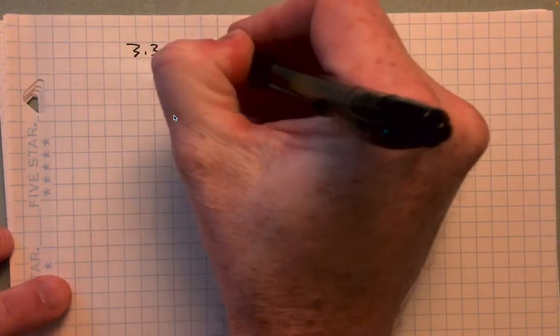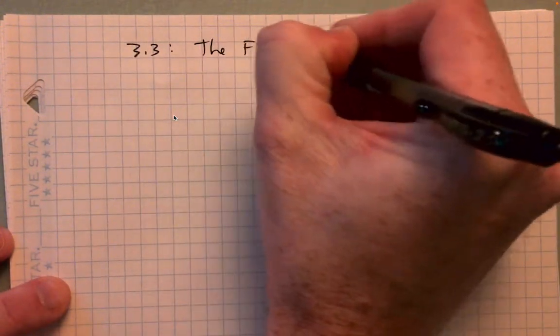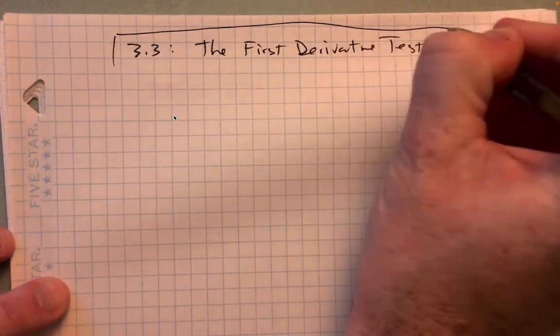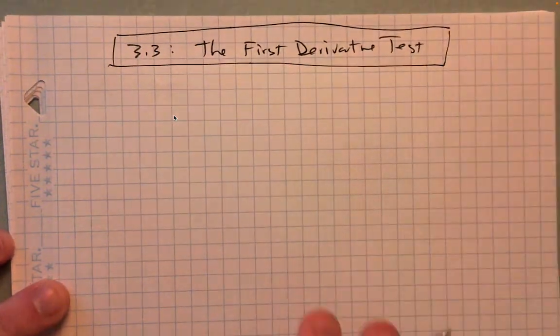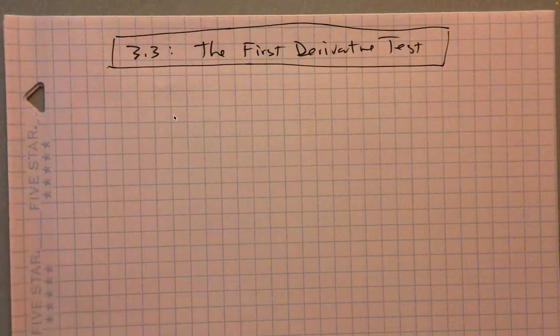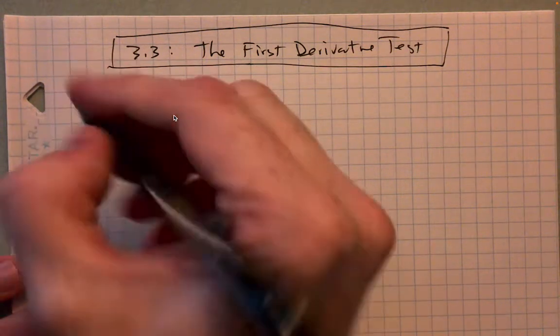So we'll call this section 3.3, and this will be the first derivative test. Basically what we're doing with this first one is consolidating a lot of information that we already have, and seeing how we can apply a range of ideas to the solution of a particular type of problem. So let's start with a definition.